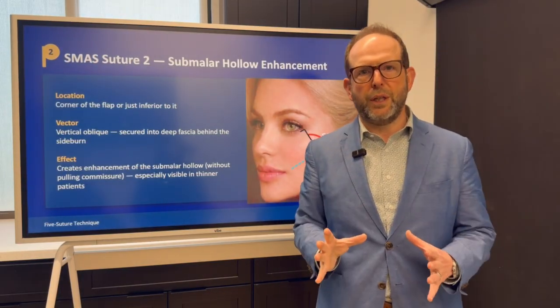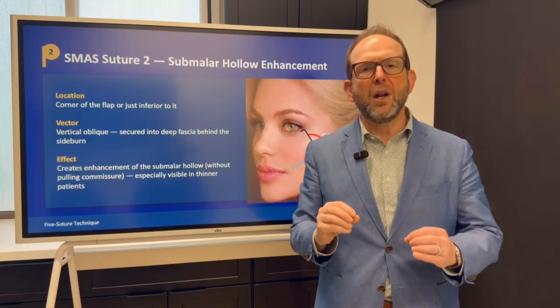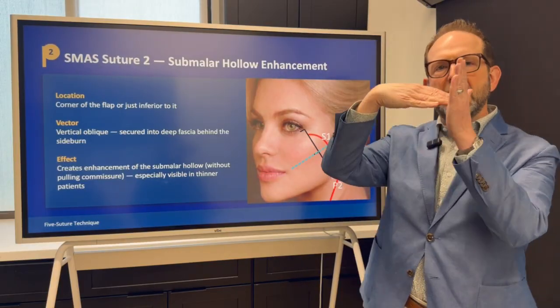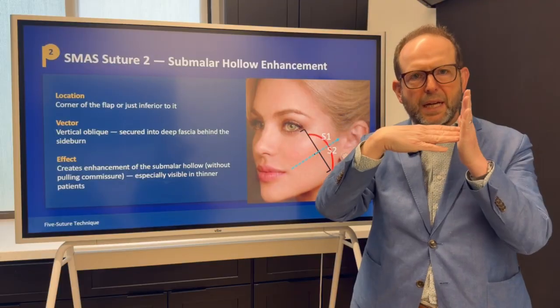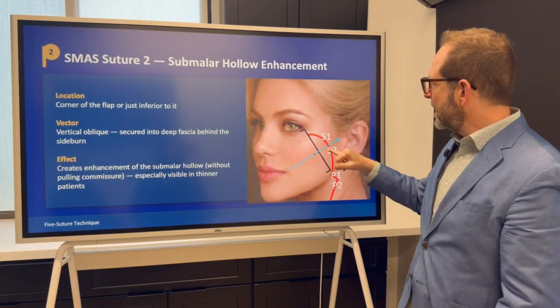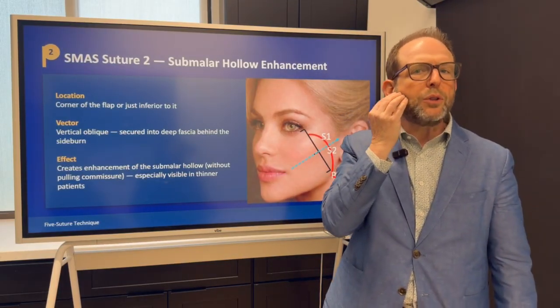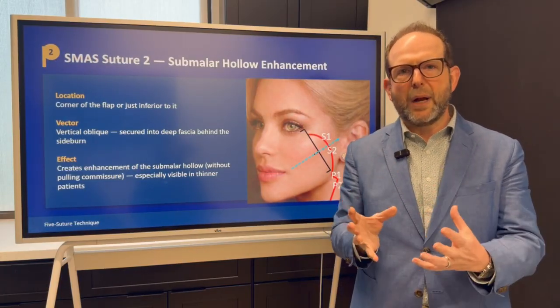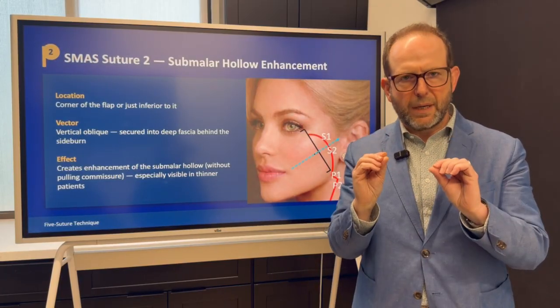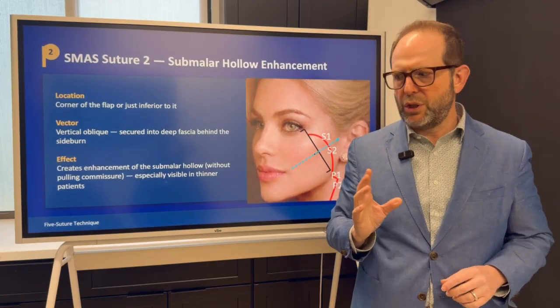Now, when we move on to do SMAS 2, remember, that's a suture where the vector is going to be different from SMAS 1. By making that vector a little bit more horizontal than SMAS 1, SMAS 2 almost pulls tissue out of that submalar hollow, creating a nice, attractive shadow there. And that gives us our first ogee curve.